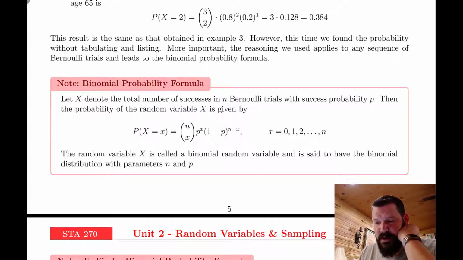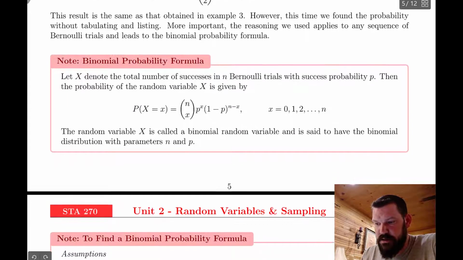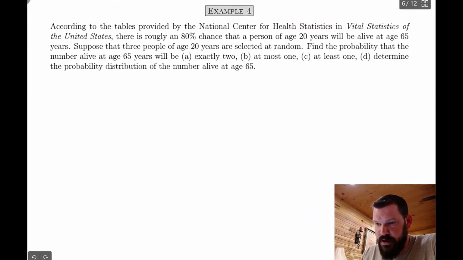So we have the probability of our discrete random variable equaling some value x is equal to the number of trials n choose x. Then it's p to the x power, that's the probability of a success raised to the x power. And then it's 1 minus p, which is the probability of a failure, to the n minus x power. And you can just type all that in, and you can generate the probabilities that you're looking for.